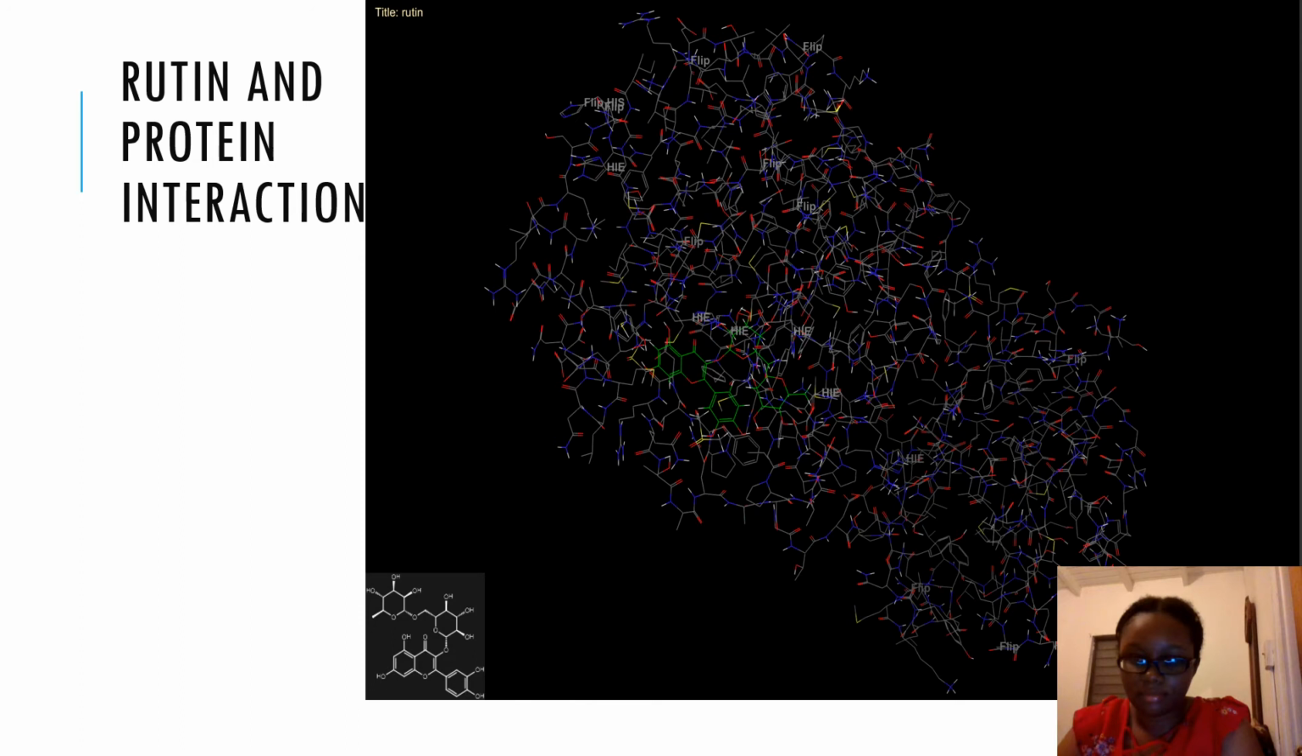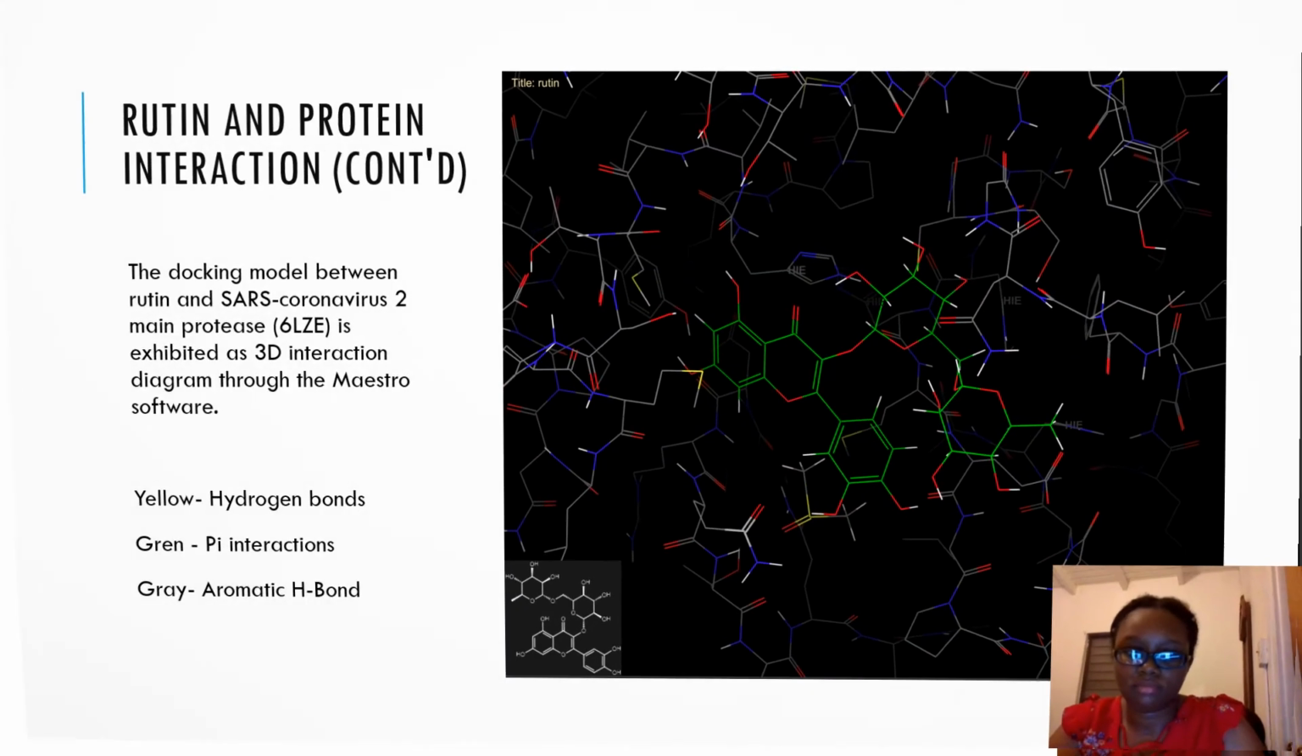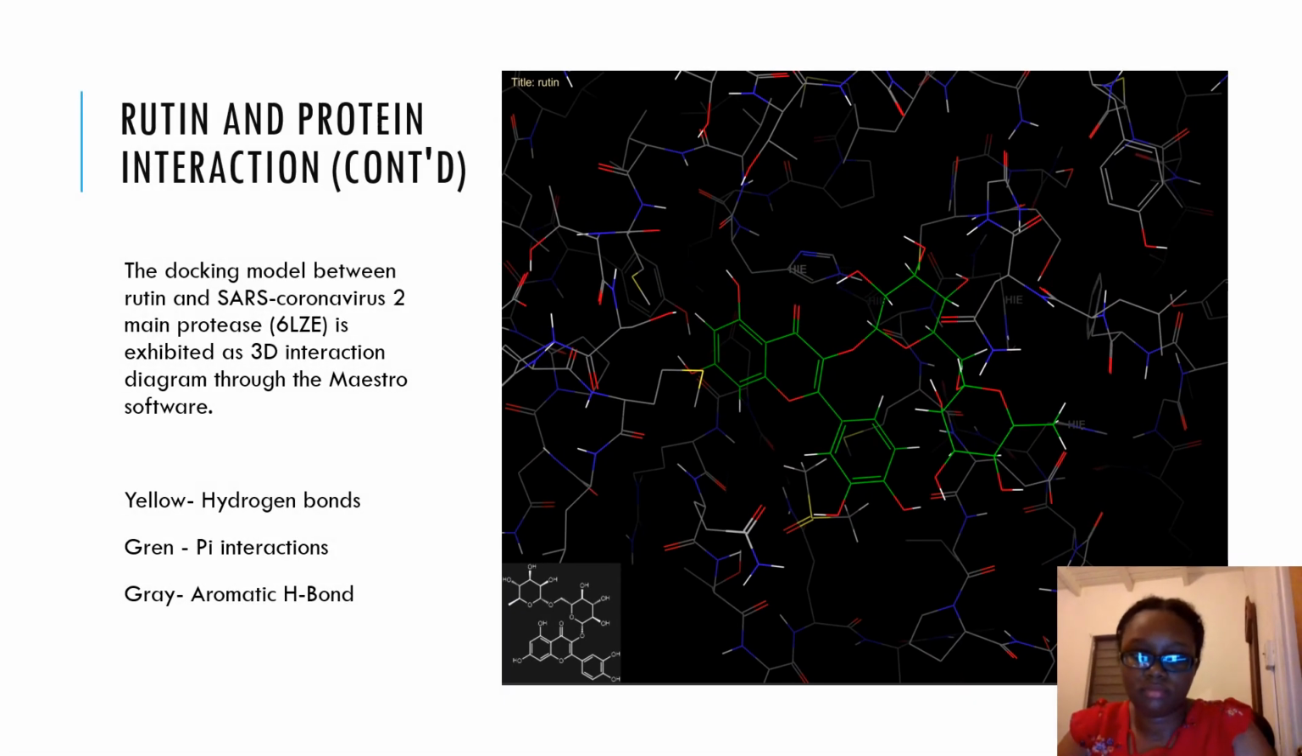And in this slide, this is a picture in the molecular docking software of the rutin and protein interaction. So right in here, green is the protein, the rutin is bonding to the protein, and this is a more zoomed in picture of the rutin and protein interaction.